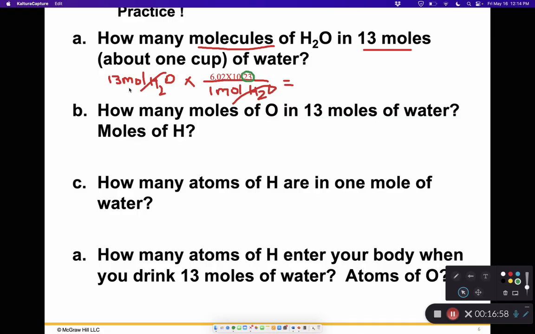But for now, when you multiply these two numbers, you will get 7.83 times 10 to the power 24. And since 13 has 2 significant figures, 2 non-zero digits, I can write the answer in 2 sig fig. So that becomes 7.9 times 10 to the power 24. That many molecules of water are present in 13 moles of water.